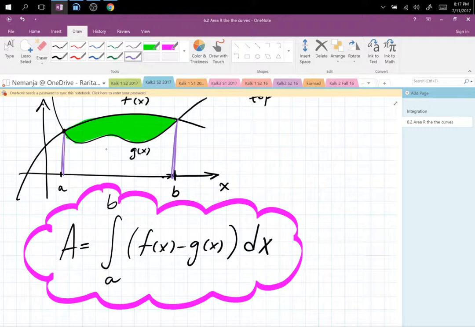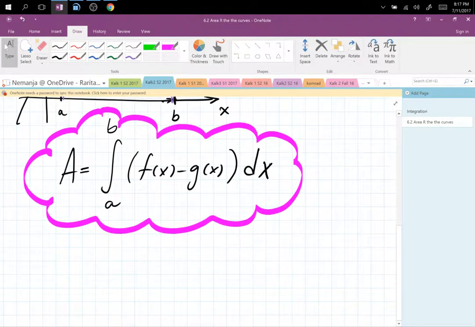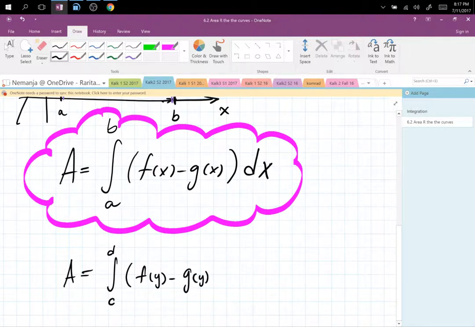Certain problems will have to be worked out using dy. So we have the form for dy, where area is going to be integral c to d, because those numbers are on the y-axis, of f of y minus g of y dy. And a little graph on the side, just to make you happy.